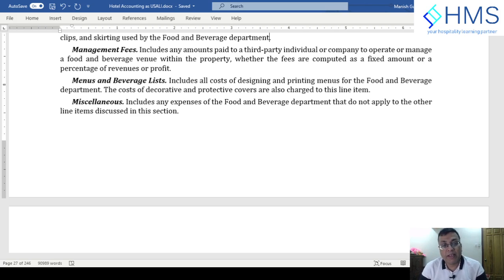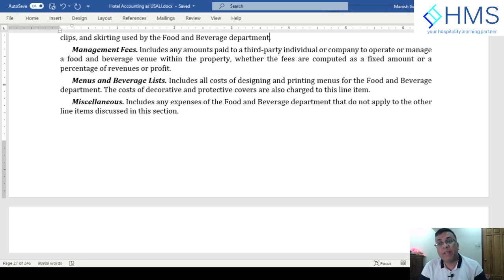Then you have the next line item, menu and beverage list. The menu and beverage list includes the cost of designing and printing the menus for the food and beverage department. The cost of decoration and protective cover is also charged to this line item. So the covers may be based on leather, or based on paper. It may be just an insert, or it can be the whole menu item which is going to be changed. So that cost is charged to the menu and beverage list.